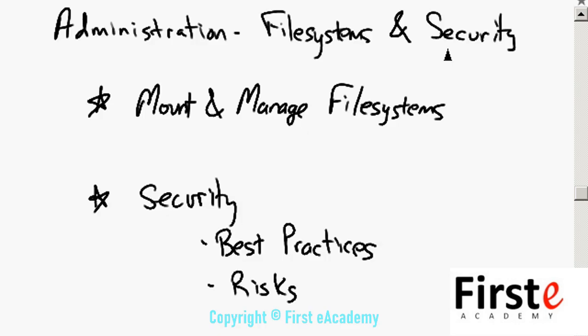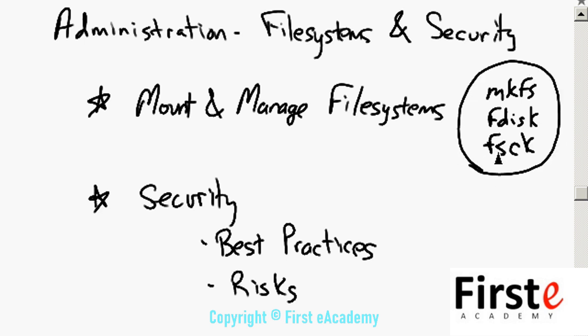Let's wrap up this nugget with a review of what we talked about. We talked all about the administration of file systems and security in Linux. First, we talked about mounting and managing file systems and partitions and devices on your system. And to do that, we learned the commands makefs to make a file system or format a disk. Then we talked about the fdisk command and the fscheck commands. And don't forget, all three of these commands can be really dangerous and wipe out data on your disk. So be sure you know exactly what you're doing before you use those.